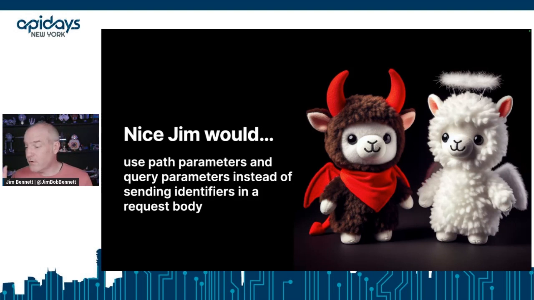They can look up what the query values are, add those query parameters. They would know to get a ticket by ID, they could put the ID in. They'd know if they want to get a field on a ticket by ID, it's /ticket/ID/the field name. Things like that. These are all standards. So Nice Jim would use path parameters and query parameters correctly.